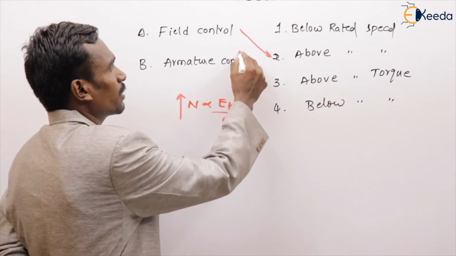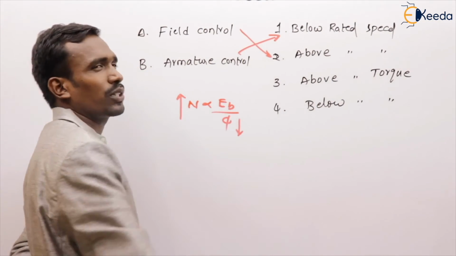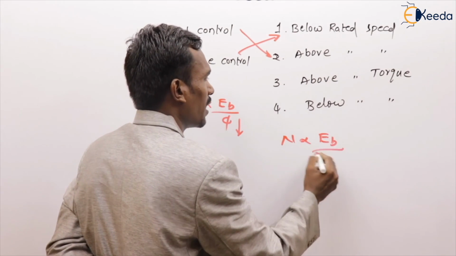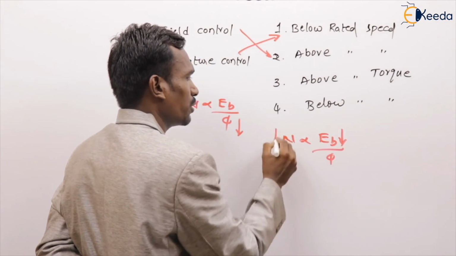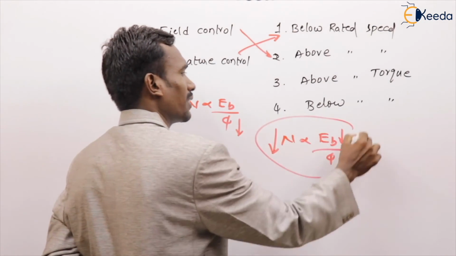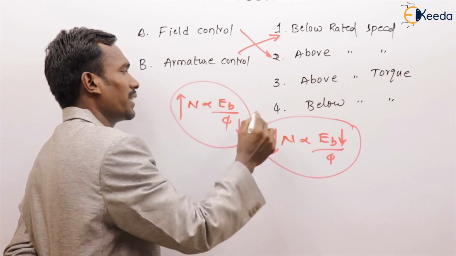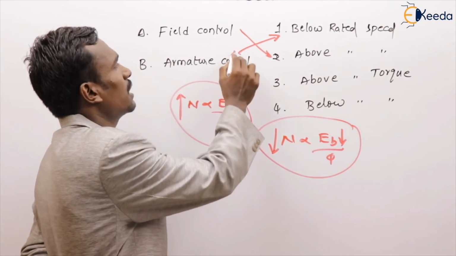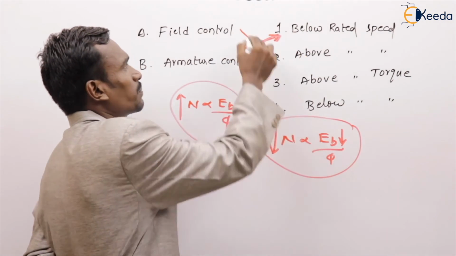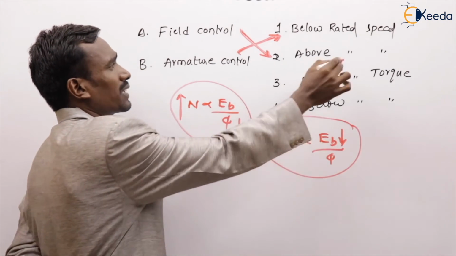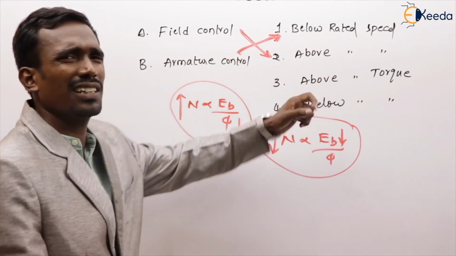And armature control is the below rated speed control method, because in armature resistance control method, EB reduces, speed reduces. And in flux control method, flux reduces and speed increases. So armature resistance control is below rated speeds, and field control method is above rated speeds. This is generally what we know.